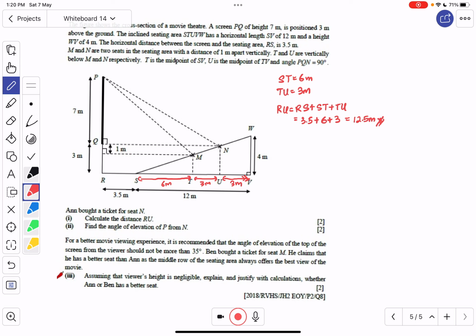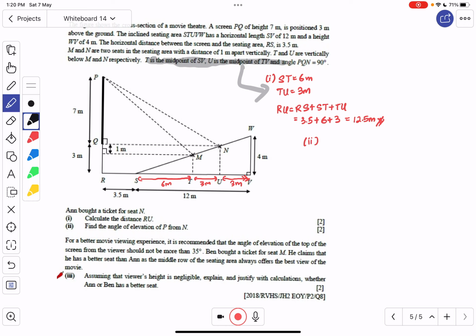So this is basically done by reading the question very carefully. In case you missed it, this is very useful in order to solve your part 1. If you are stuck at part 1, probably that's one of the things that you may have missed out in the question. Now part 2, we have to find the angle of elevation of P from N.